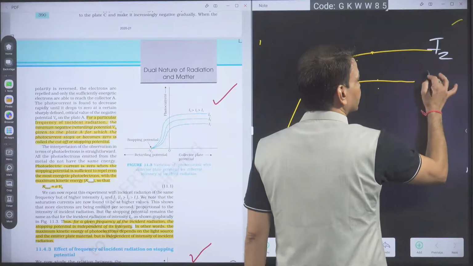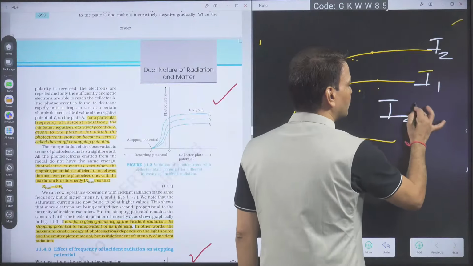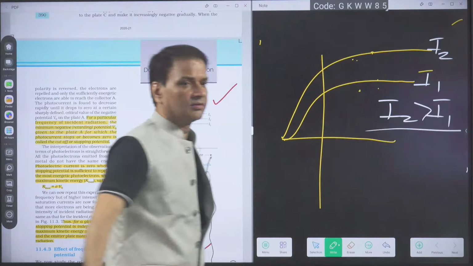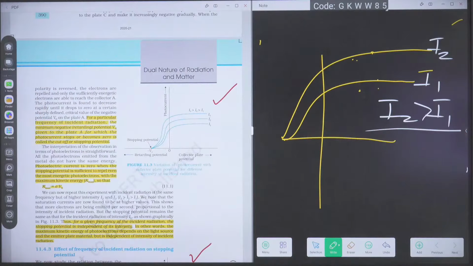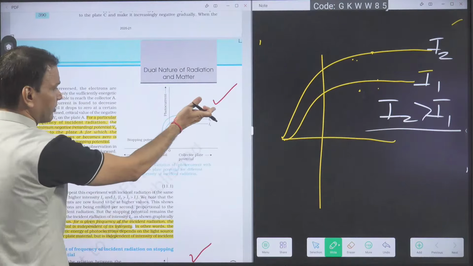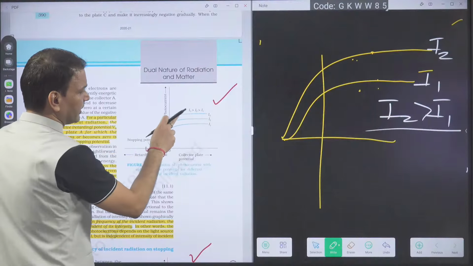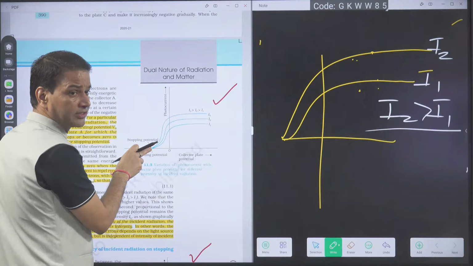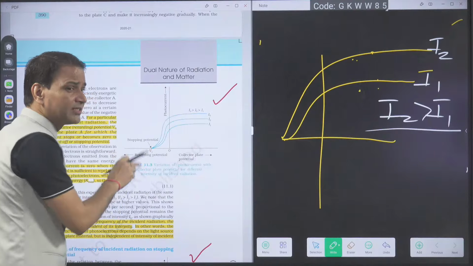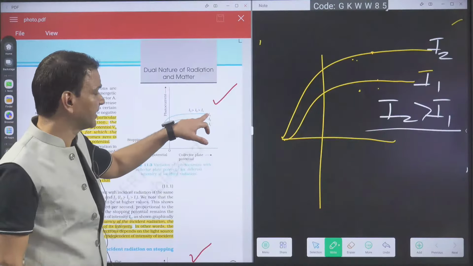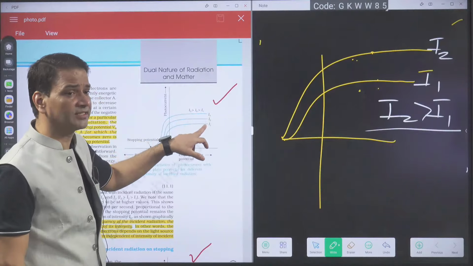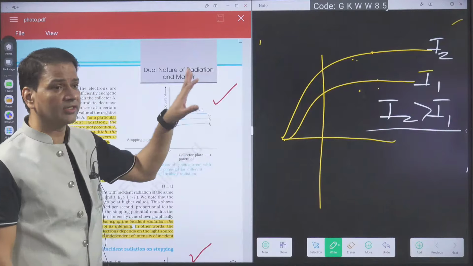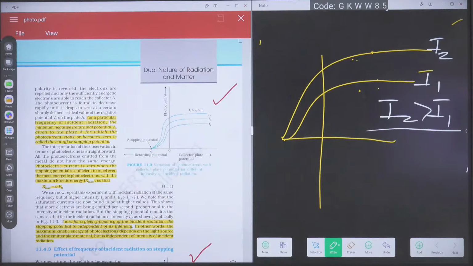Suppose this is intensity I2, this is I1. So I can say I2 is greater than I1. Okay. Here they have also given I3, I2, I1. So here the saturation current is more, and all started from the same point, which means the energy of photon is the same. Then it means here intensity is more, here intensity is less. So I3 is greater than I2, greater than I1. Okay.